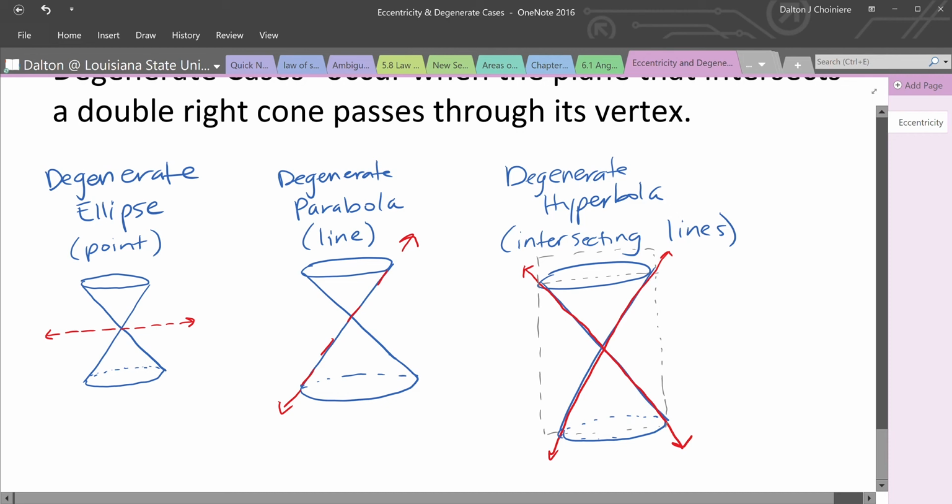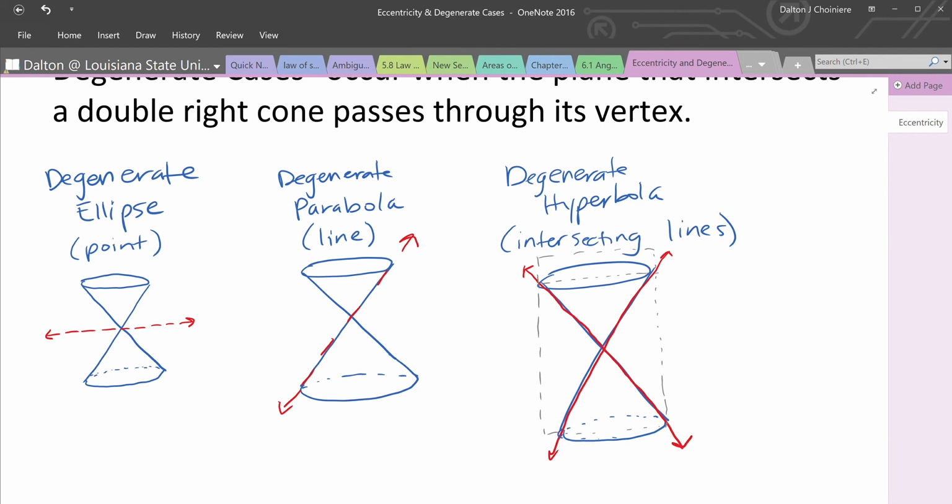So there's that. Those are the 3 degenerate cases of what happens when you slice your conic section and it does not create one of the 4 lovely conics that we've come to know and love.